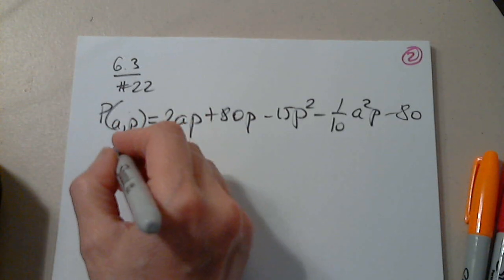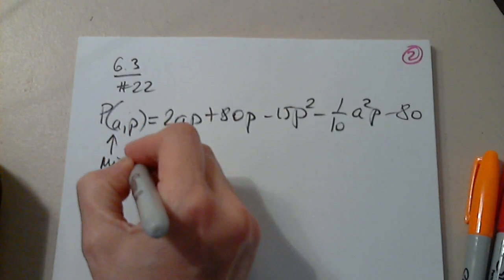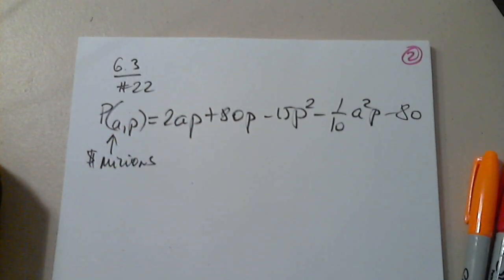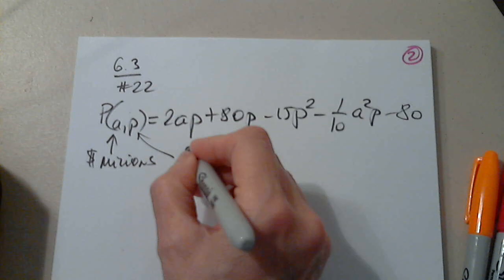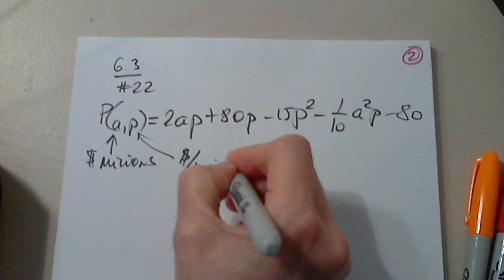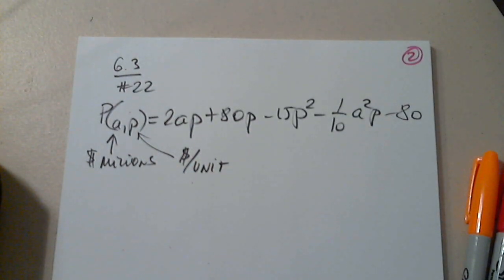So A is in millions. P is the price charged per unit. So P dollars per unit. Okay. In dollars, of course. Find the maximum value of P and the values of A and P at which it occurs.